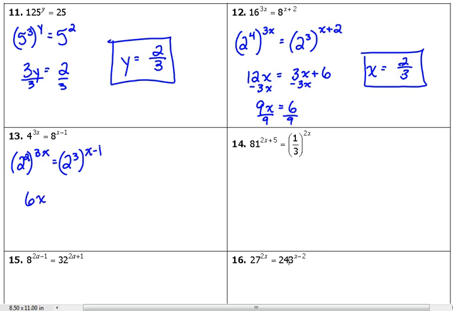2 times 3x is 6x. 3 times x minus 1 is 3x minus 3. Subtract the 3x from both sides. 3x is equal to negative 3. Divide by 3. X is equal to negative 1.